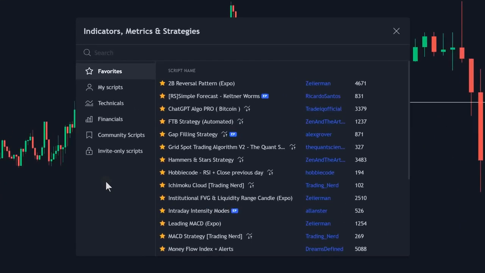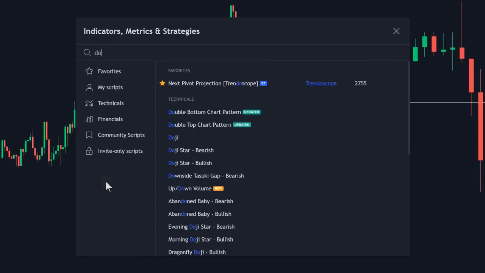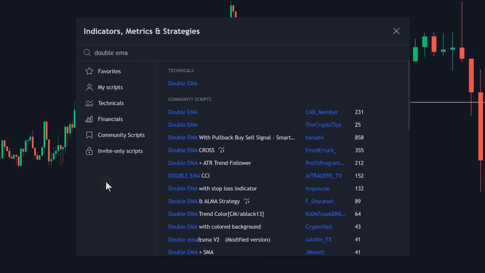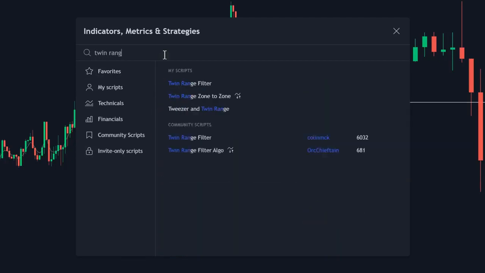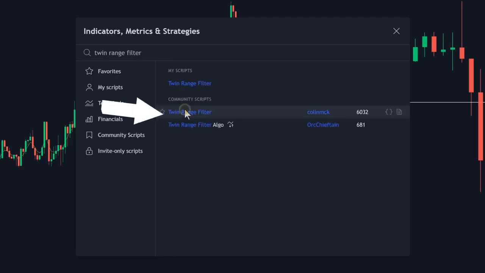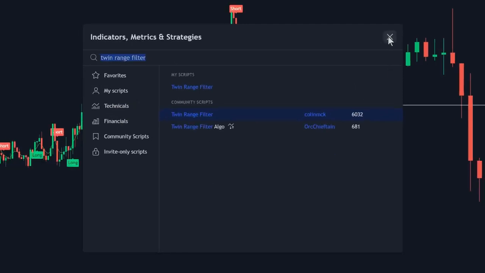Now let's add the extra 2 indicators to the chart and finalize our trading strategy. The trend filter moving average is called double EMA, this one right here. The buy-sell indicator is called twin range filter, this one by Colin MCK.